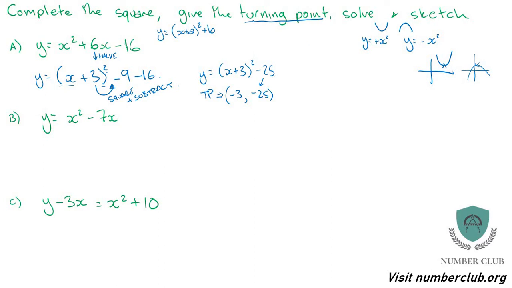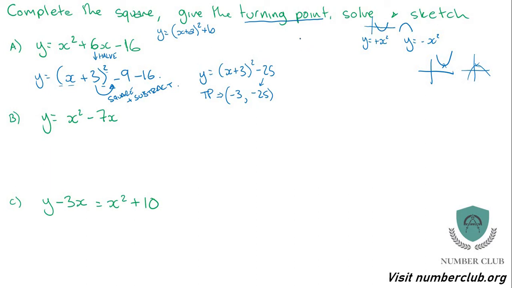Not too bad. So we've completed the square, we've given the turning point, and now we're going to come towards our solves. Now our solves happen when the graph equals 0. When is it that the graph equals 0? In other words, when does this graph cross over the x-axis? Because when it crosses over the x-axis, the y-coordinate is 0. So if we're finding solutions, we let y equal 0.